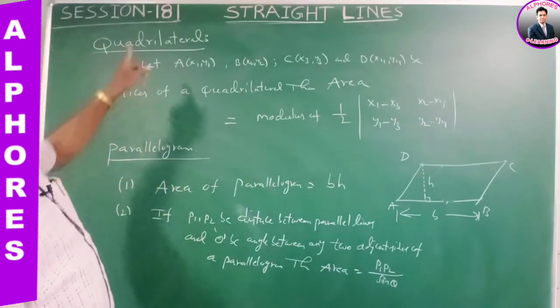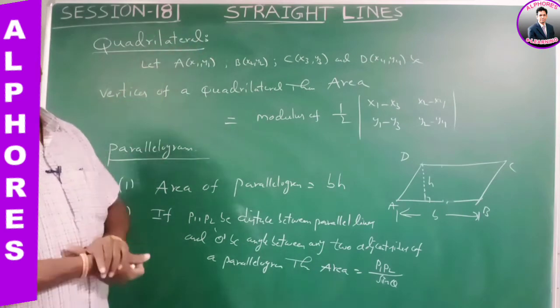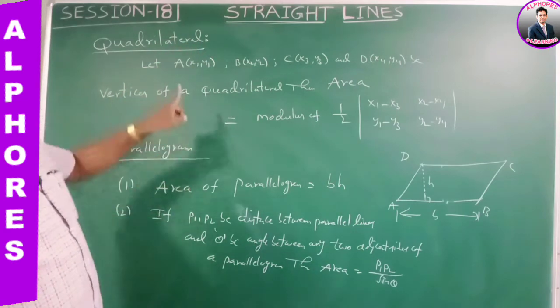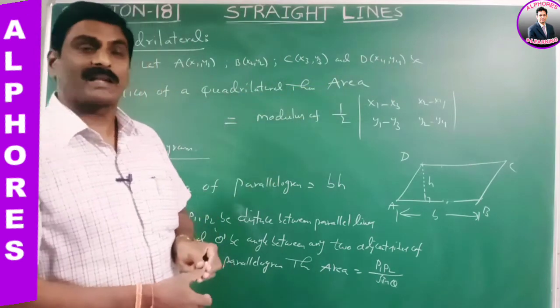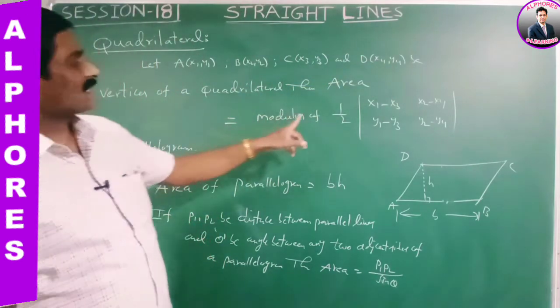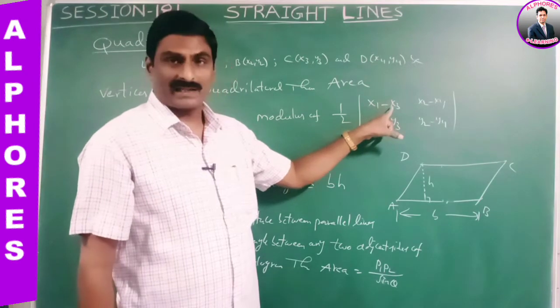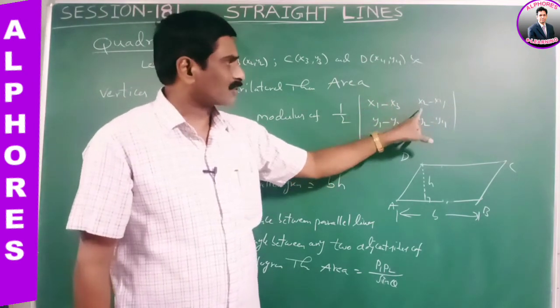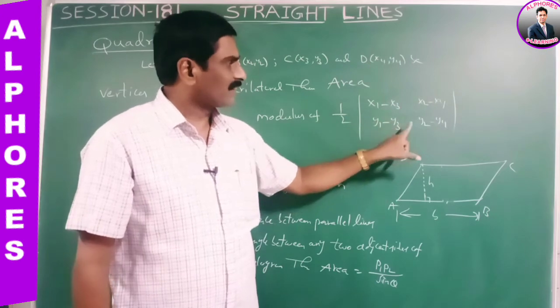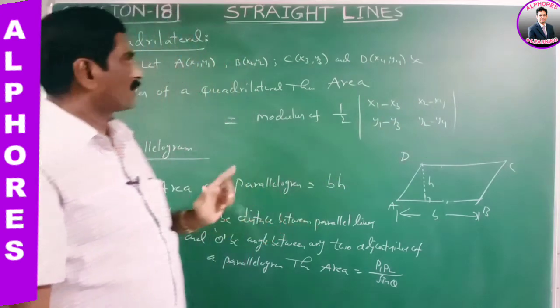Next, quadrilateral. What is the area of the quadrilateral? If (x1, y1), (x2, y2), (x3, y3), (x4, y4) are the vertices of a quadrilateral, then the area is half into the modulus of the determinant of x1 minus x3, x2 minus x4, y1 minus y3, y2 minus y4. You take diagonals 1, 3 and 2, 4. Please note this value.